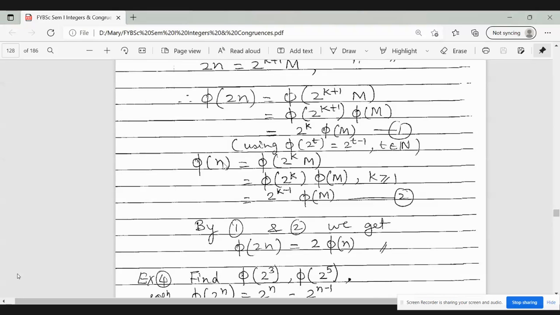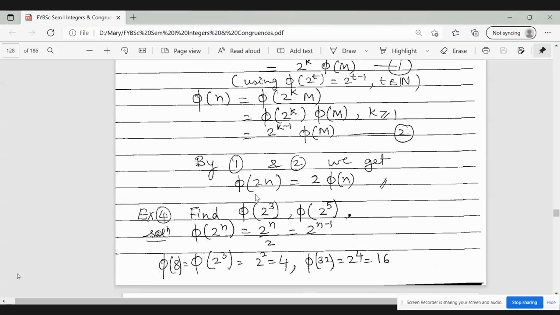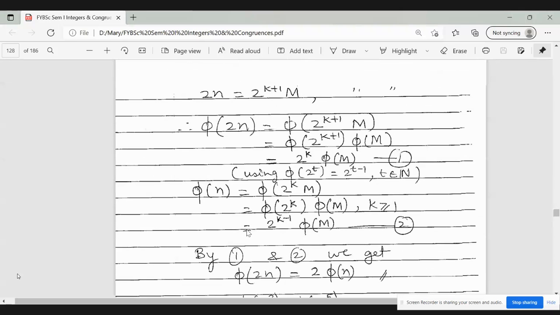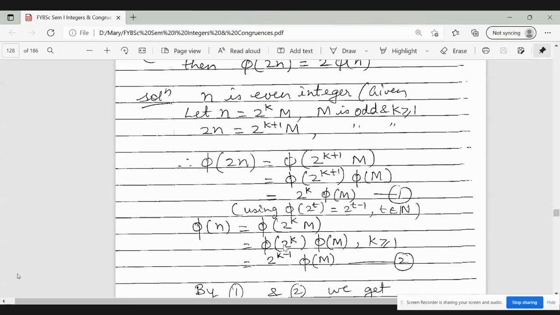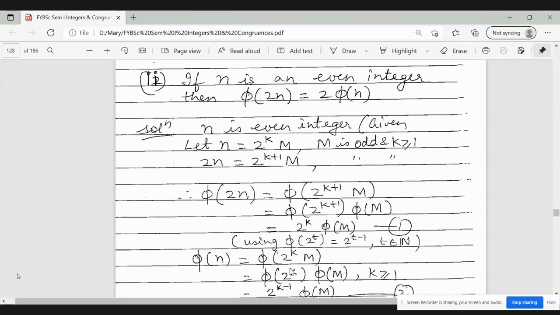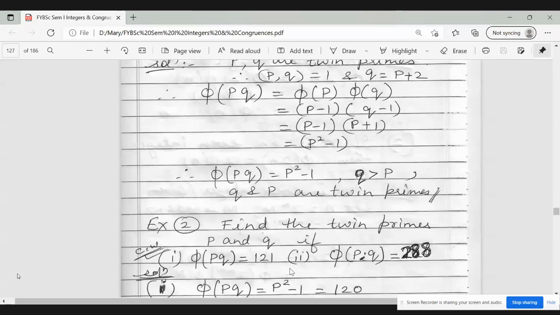Because we are starting offline, go through the notes, and this part I'll explain once again. It's there here in this. So phi of 2 raised to k is actually 2 raised to k minus 2 raised to k minus 1. That is done here.